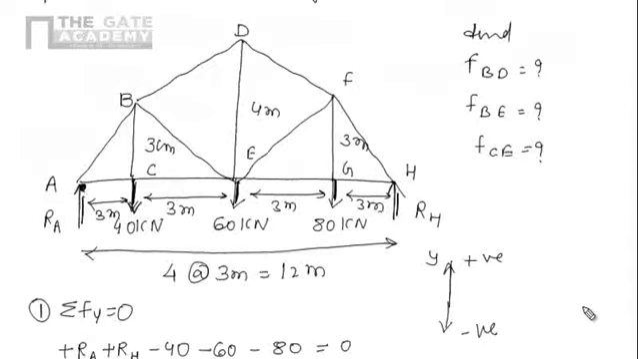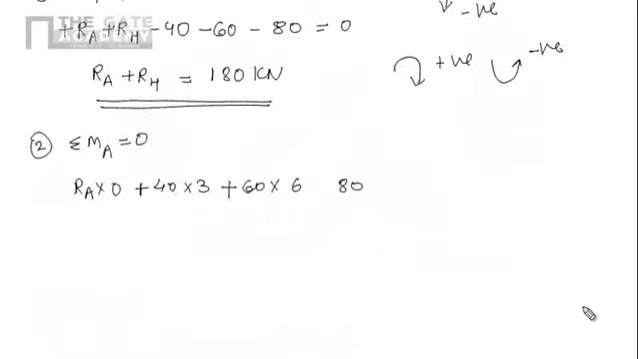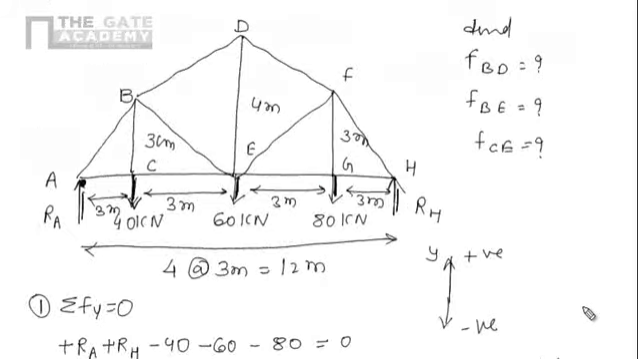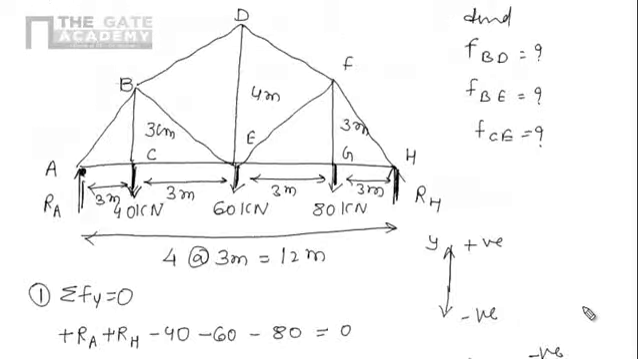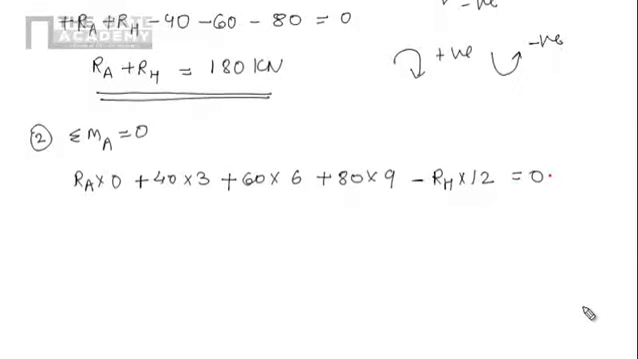Again due to this 80 kilonewton, we are having 80 into perpendicular distance 3 plus 3 plus 3, that is 9. So 80 into 9, again in clockwise direction, so positive. And due to this RH, perpendicular distance is 3 plus 3 plus 3 plus 3, nothing but 12. So RH into 12, and it is in anti-clockwise direction, so negative, equals 0.